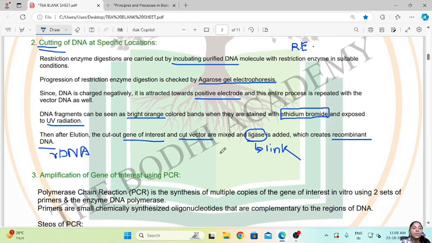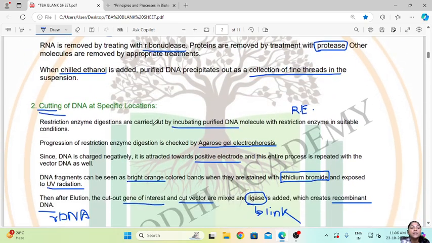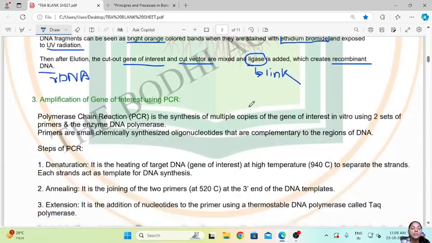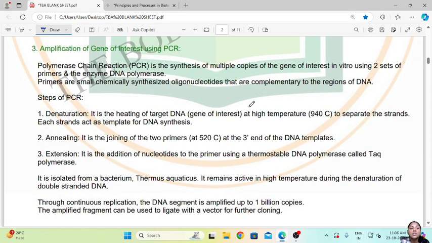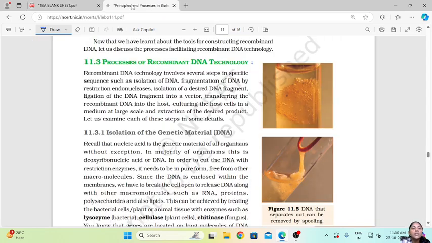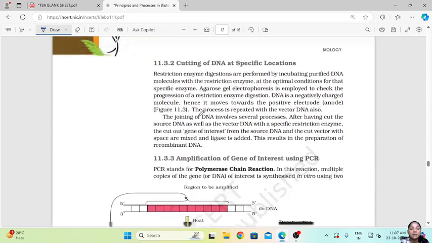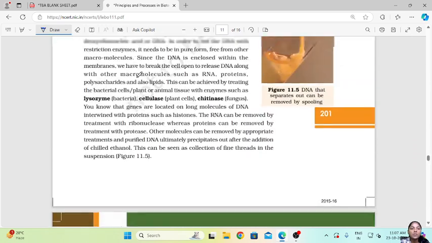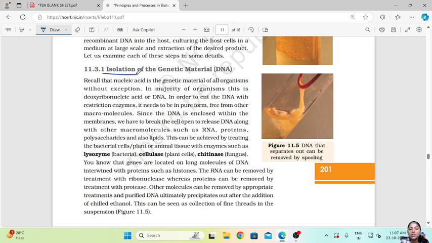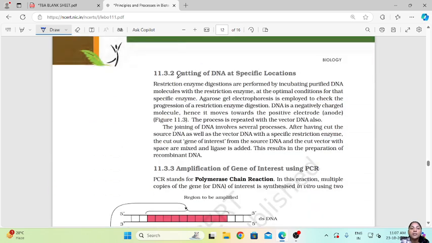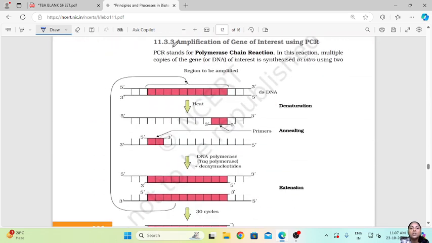Now this is the second step, that is cutting of DNA at specific location. Then the third step is the amplification of gene of interest using the polymerase chain reaction, or the PCR. So we have already seen isolation of genetic material, then cutting of DNA. Now the third step is amplification of gene of interest using PCR.